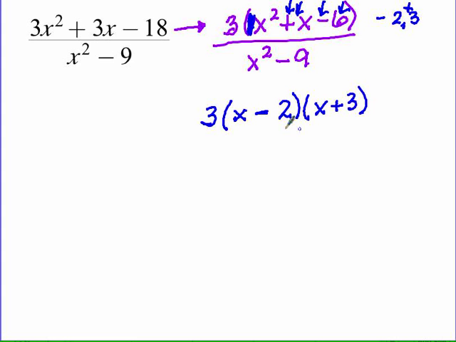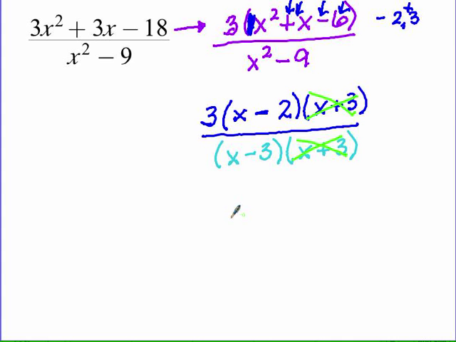Now the bottom, that factoring pattern is the difference of two squares. Does anybody remember how that will factor? X minus 3 and x plus 3. Remember, I looked to see what the square root of each of the terms is. So now in looking at this, what do you notice?